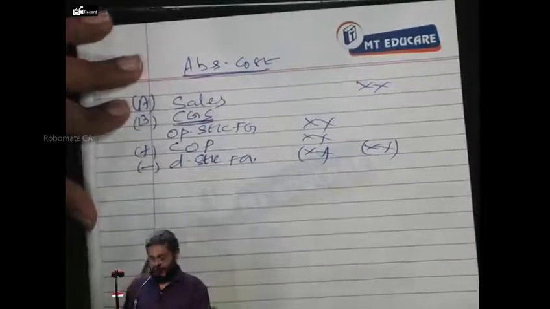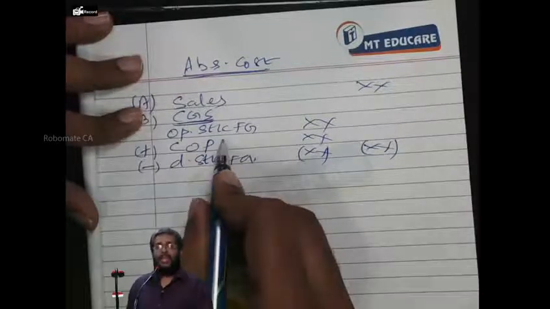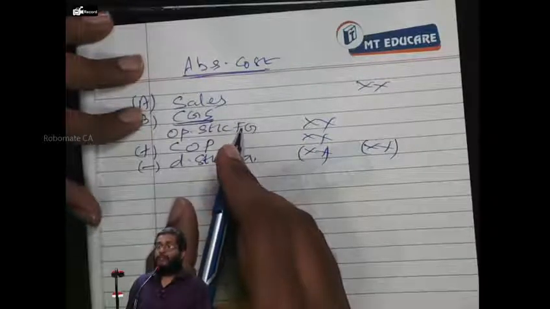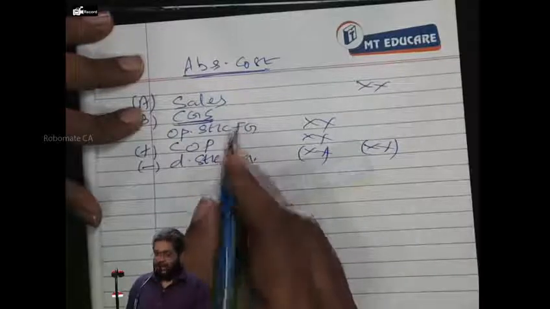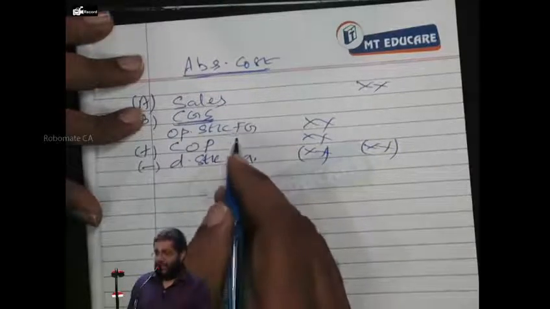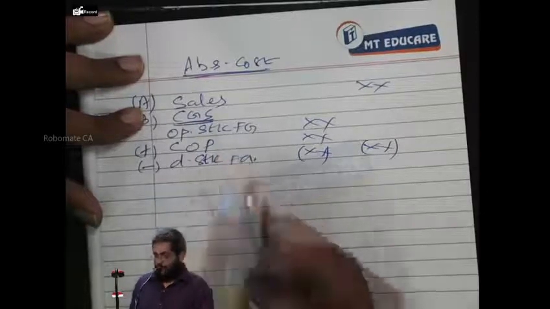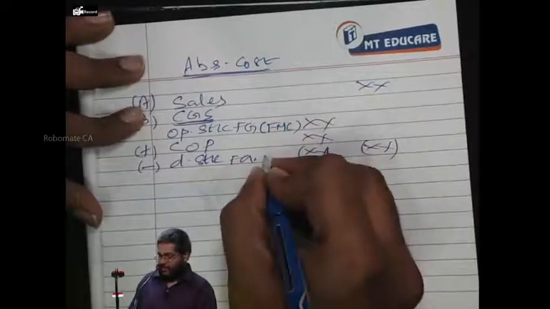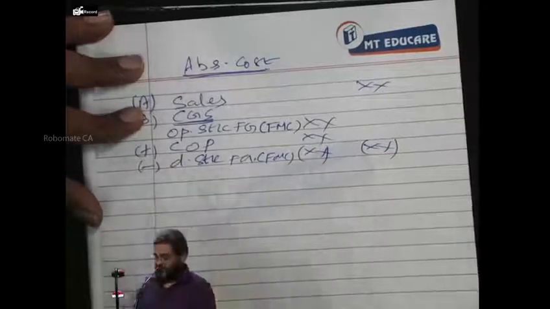Now, opening stock of finished goods should be valued at selling price or cost price? It should be valued at total manufacturing cost. The stock should not have non-manufacturing cost. So, valued at full manufacturing cost or variable manufacturing cost? Full manufacturing cost. FMC means full manufacturing cost. Now, very simple.